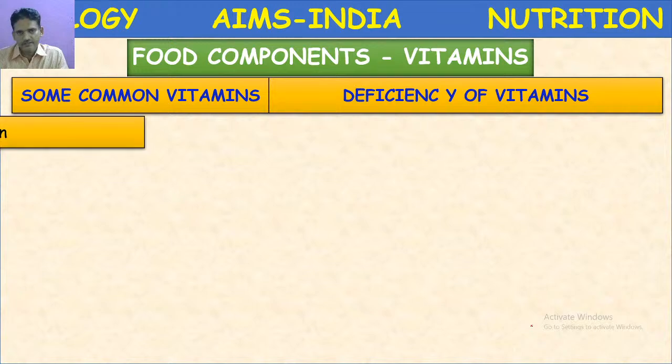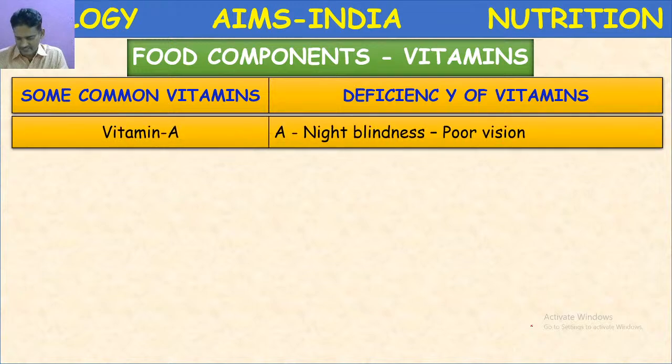Some common vitamins and deficiency diseases caused by vitamins. First, vitamin A. Vitamin A deficiency leads to poor vision. It is called night blindness. It's common in people who neglect vitamin A. Night blindness means they cannot see objects in dim light. But if it is neglected, it will lead to xerophthalmia, another disease in adults. It is also called dry eyes disease.